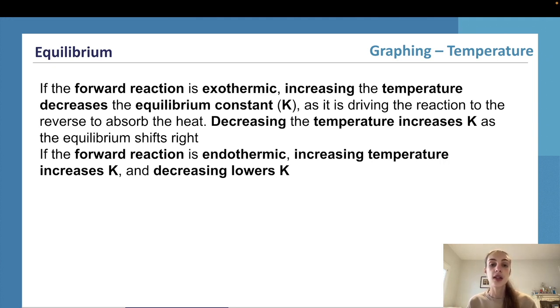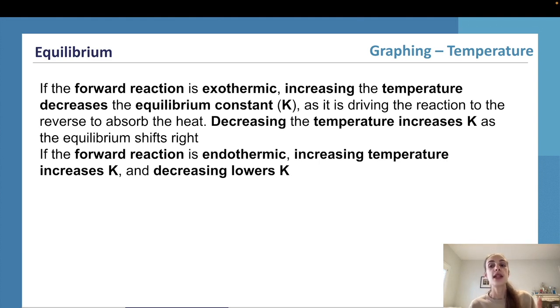Then if we were to consider an endothermic reaction, that would be where heat is being absorbed. We would consider that heat is like a reactant. So if we have heat as a reactant, increasing the temperature would be like putting heat into the system. And so we want to use up that excess heat which has been put into the system. And so we do that by favoring the rate of the forward reaction because we want to use up the excess reactant which is being put in.